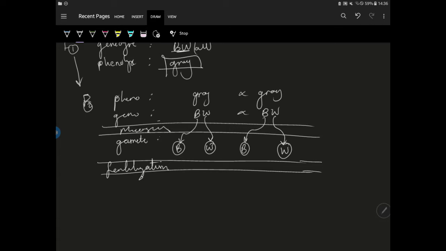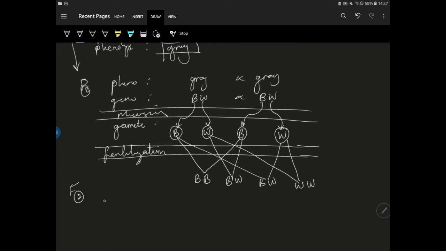So black sperm, black egg, BB. White sperm, black egg, BW. Black sperm, white egg, BW. And white sperm, white egg, WW. One allele coming from each parent.